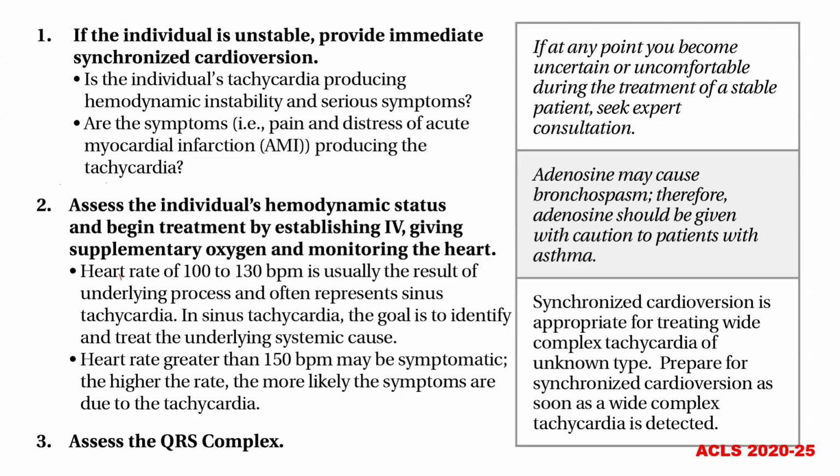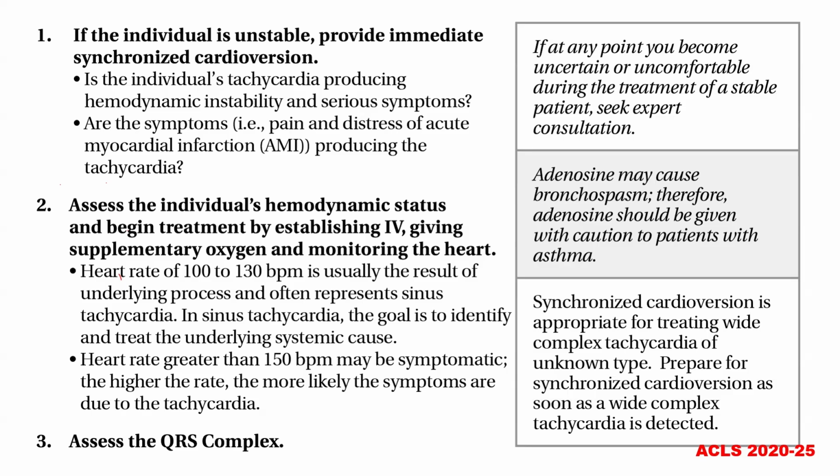First, is the individual's tachycardia producing hemodynamic instability and serious symptoms, or the symptoms, pain and distress of acute myocardial infarction producing tachycardia? Second, assess the individual's hemodynamic status and begin treatment by establishing IV, giving supplemental oxygen, and monitoring the heart. A heart rate of 100 to 130 beats usually is a result of an underlying process and often represents sinus tachycardia. If sinus tachycardia, the goal is to identify and treat the underlying systemic cause.